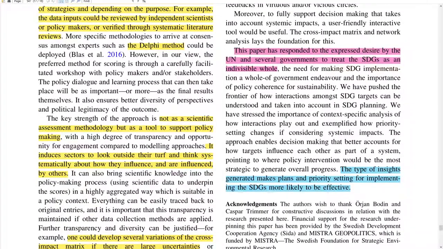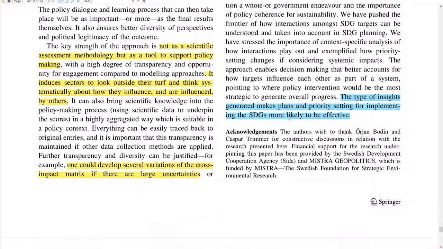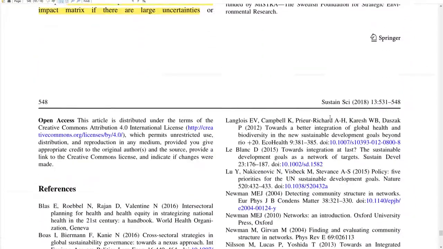And this is the end of the paper. It has responded to the expressed desire by the United Nations and several governments to treat the Sustainable Development Goals as an indivisible whole, as a system. The type of insights generated makes plan and priority setting for implementing the SDGs more likely to be effective.